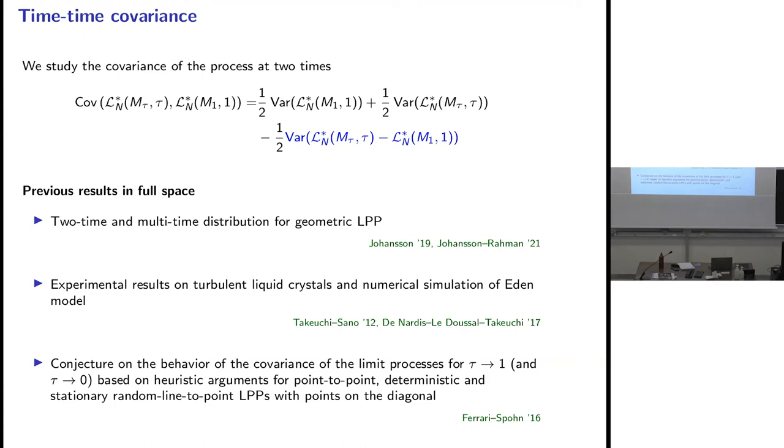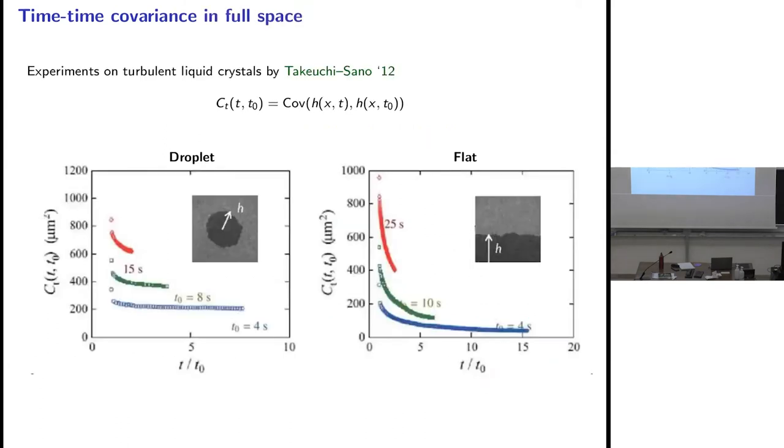So in the limit for tau going to 1, when the times are close, or tau going to 0, they make some heuristic arguments about the behavior of the two-time covariance and the crossover of this term to the variance of the stationary model. They consider last passage percolation models with ending point on the diagonal, and the three typical configurations of last passage percolation: the point-to-point, the line-to-point, or the stationary last passage percolation. This, of course, in full space. The conjecture of Ferrari and Spohn agrees with the result obtained by the experiment by Takeuchi and Sano.